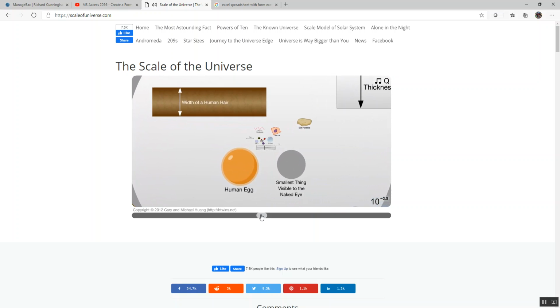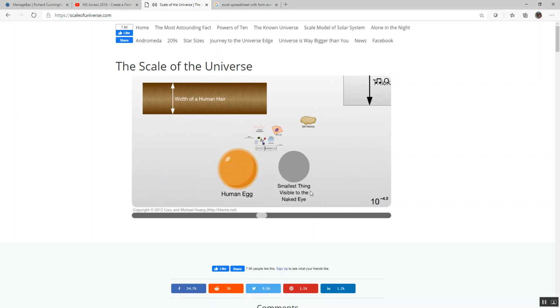So at this point, 10 to the negative 4, we've got the smallest thing visible to the naked eye. The smallest kind of thing you would be able to see. That's 10 to the negative 4, which is going to be 1 over 10 to the power of 4, which is going to be, what's it going to be as a decimal? 0.0001. Okay, good. That's the smallest thing visible.